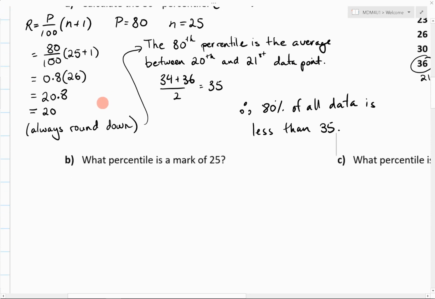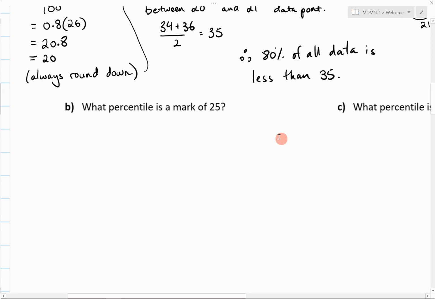Part B, what percentile is a mark of 25? Here you're given the mark. What is that as a percentile? What is your standing with the rest of the class, in other words? So we're going to use the other formula here, that percentile is equal to 100 times L plus 0.5 E, all divided by N, where here L is equal to 7.